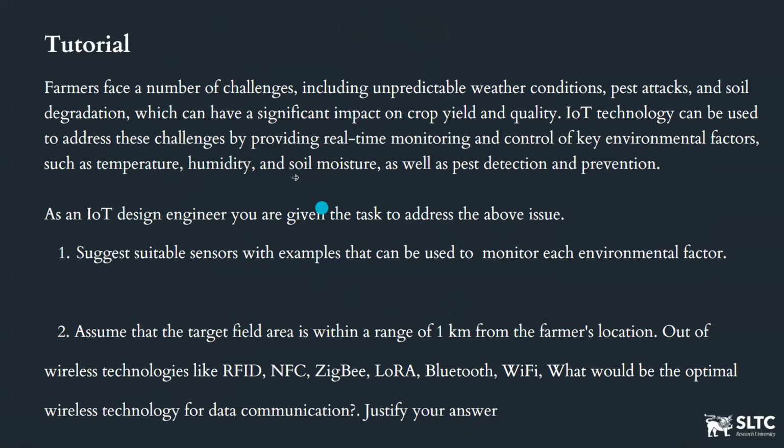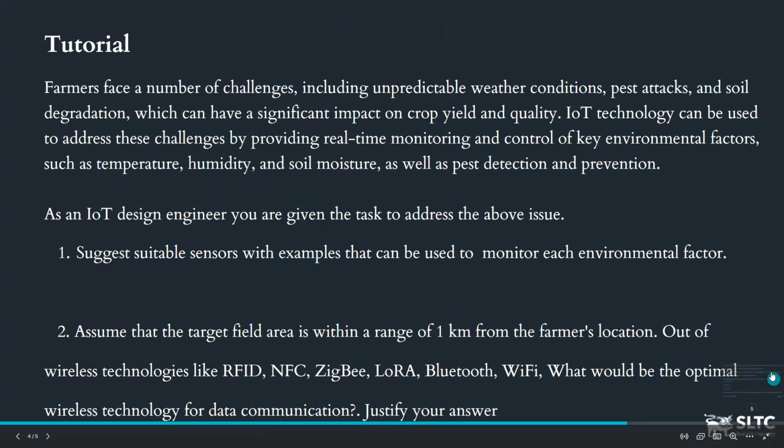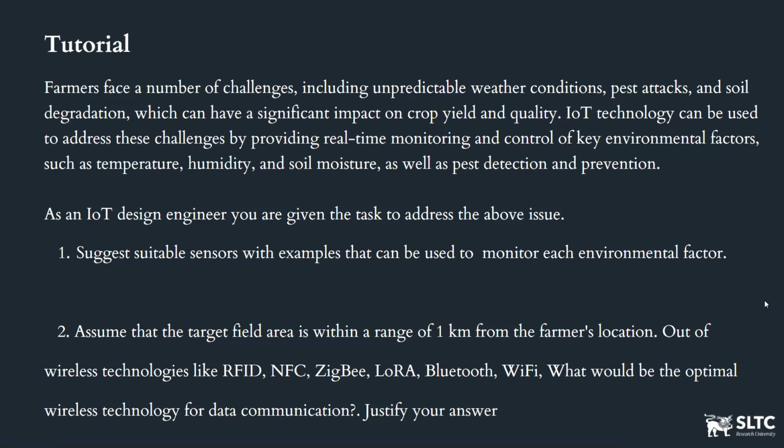Anyway, the question is this, and it is regarding how we can design an IoT network system for a smart agriculture application, right? In this case, I'm asking about farmers facing a number of challenges, including weather conditions, pest attacks, soil degradation, and crop quality, and how IoT technology can be used to address these challenges, right?